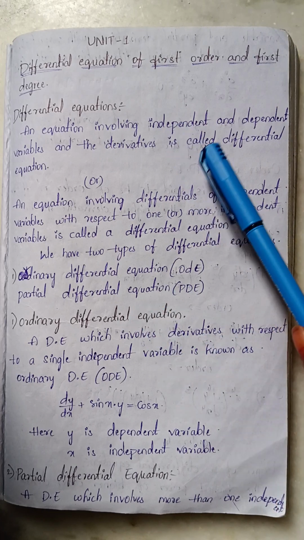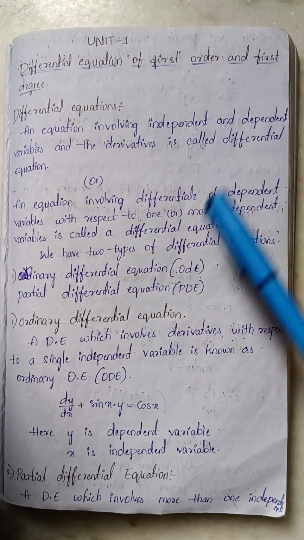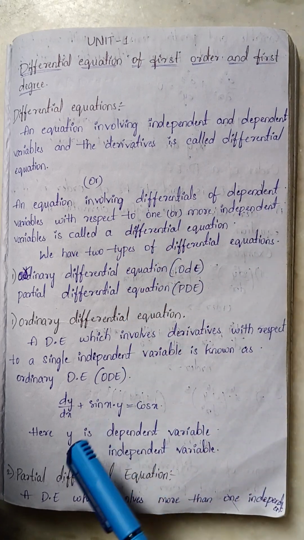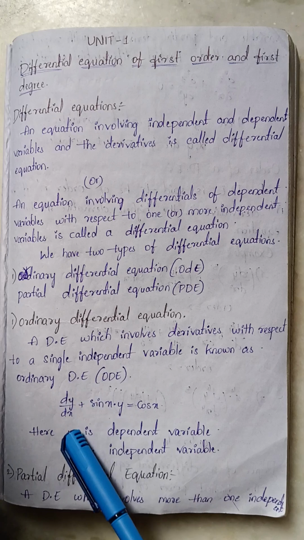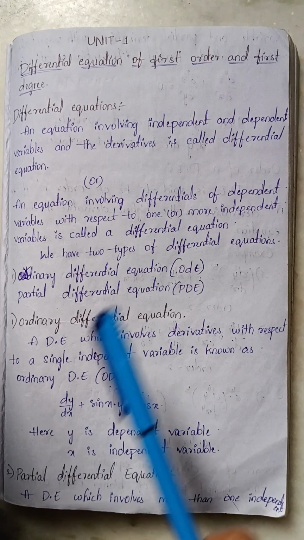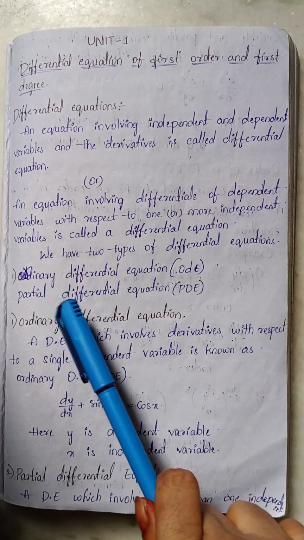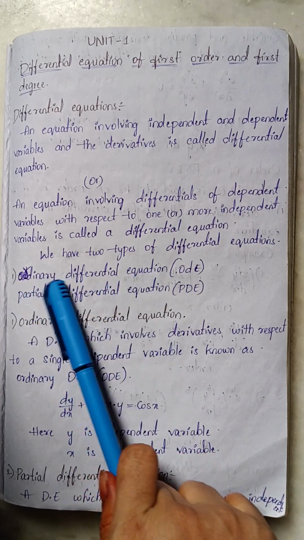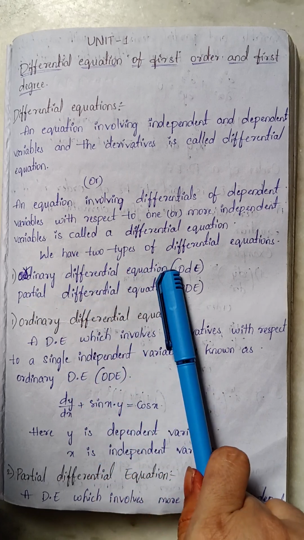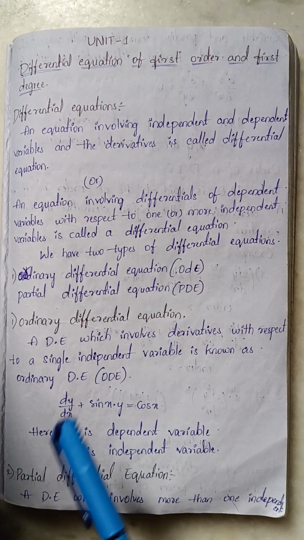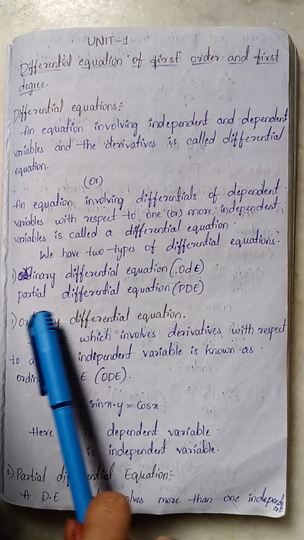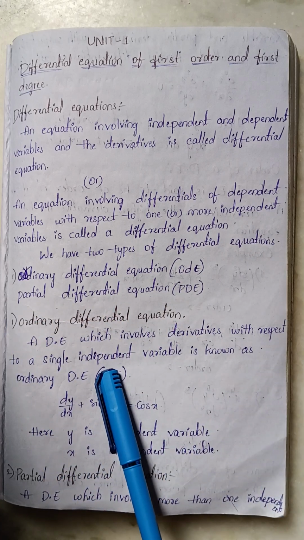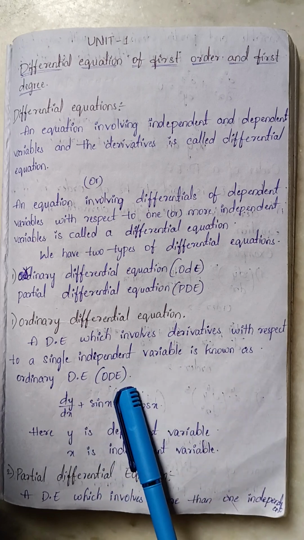So in a differential equation we can use either one independent variable or more than one independent variable, but the dependent variable is only one. Suppose we are taking one dependent and one independent variable, then that type of differential equation is said to be an ordinary differential equation. And if we have more than one independent variable, then it is a partial differential equation. Ordinary means with respect to a single independent variable.